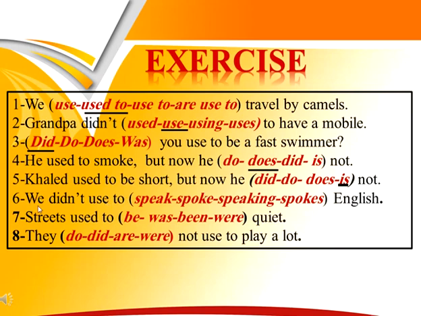Number 6, we didn't use to speak, spoke, speaking, or spoke English. I think it's so clear because after to we use the infinitive, and it's speak. Number 7, streets used to be, was, been, or were quiet. The same style. Sure, you know that after to we use the infinitive, and the infinitive is not was, not been, nor were. Yes, right, it's be.